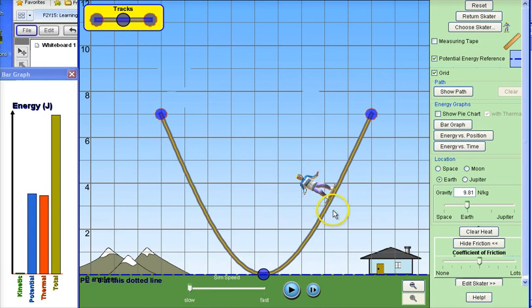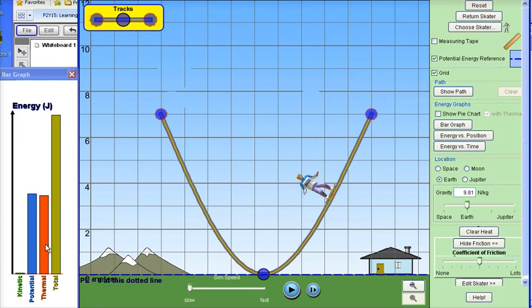Let's call this point X. At this point again, the only mechanical energy that he possesses is potential, because he's stopped. There's no kinetic energy, but significant amounts of energy have been dissipated as heat energy. That's an important point.